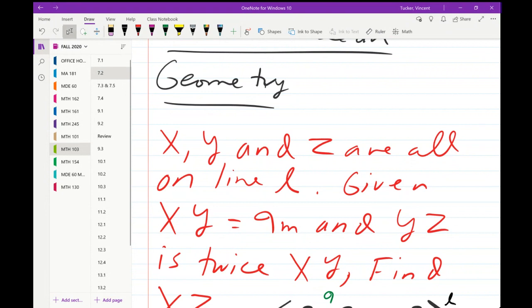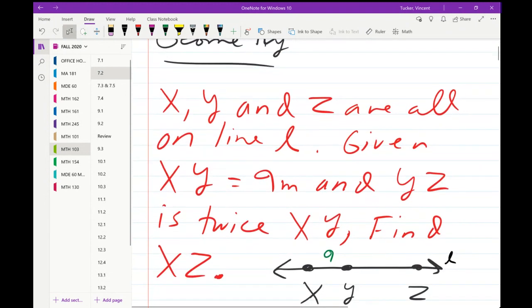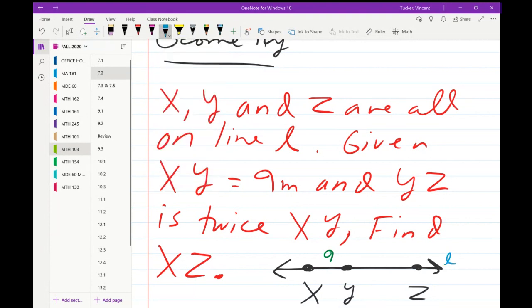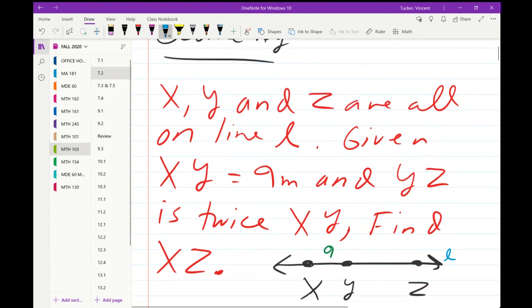Okay, so our first example: X, Y, and Z are all on line L. Given that XY is equal to 9 meters and YZ is twice XY, find XZ. All right, so this is our little diagram at the bottom in black. X, Y, and Z are all on line L. XY is 9, YZ is twice XY. So I'll give you a chance to write that.